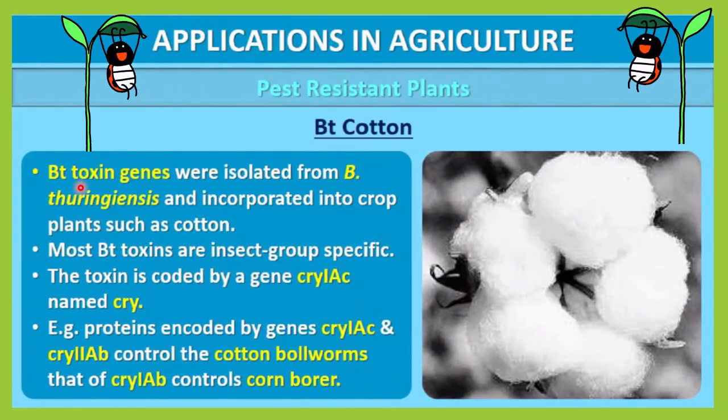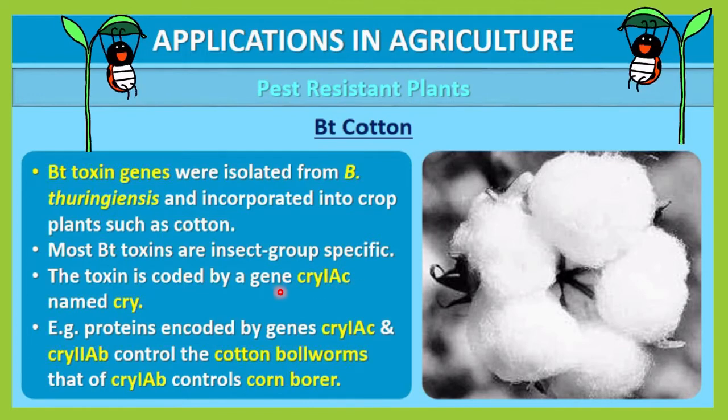Bt toxin genes were isolated from Bacillus thuringiensis bacteria and incorporated into crop plants such as cotton. First of all, you have to isolate a gene which is responsible for production of this type of toxin. That is isolated from Bacillus thuringiensis bacteria, and after the isolation step, it will be incorporated into the crop plant such as cotton. Most Bt cottons are insect group specific, meaning very specific to particular insects. Let us go through some examples.